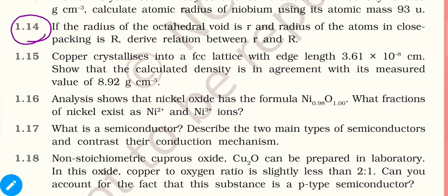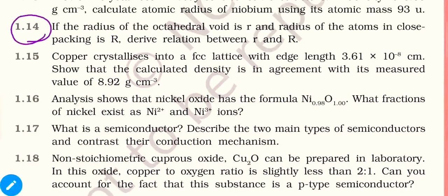Now next one is 1.14. If the radius of octahedral void is small r and radius of atom in close packing is capital R, derive the relationship between small r and capital R. That means if a particle is present inside the octahedral void, then what will be the relationship between the radius of that particle and the radius of the close packing atoms?